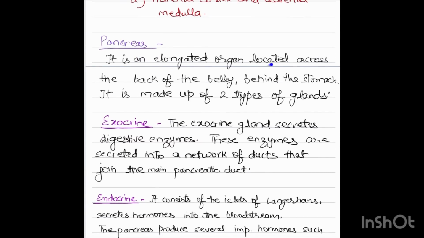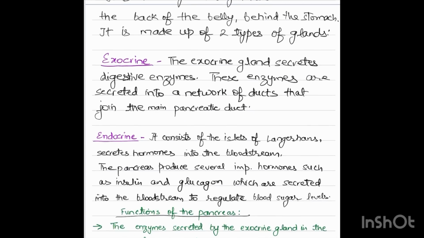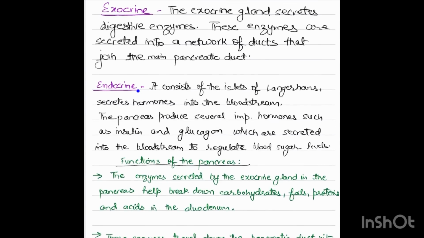It's an elongated organ located across the back of the belly behind the stomach. It is made up of two types of glands, exocrine and endocrine. The exocrine gland secretes digestive enzymes, and these enzymes are secreted into a number of ducts that join the main pancreatic duct. Whereas the endocrine part consists of islets of Langerhans, which secrete hormones into the bloodstream. The pancreas produces several important hormones such as insulin and glucagon, which are secreted into the bloodstream to regulate blood sugar levels.